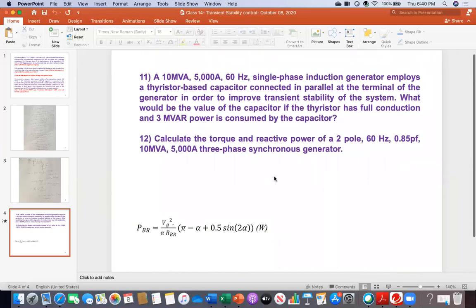Now I am going to the last slide for today. There are two more problems, then we will be done for today. Everybody read number 11.